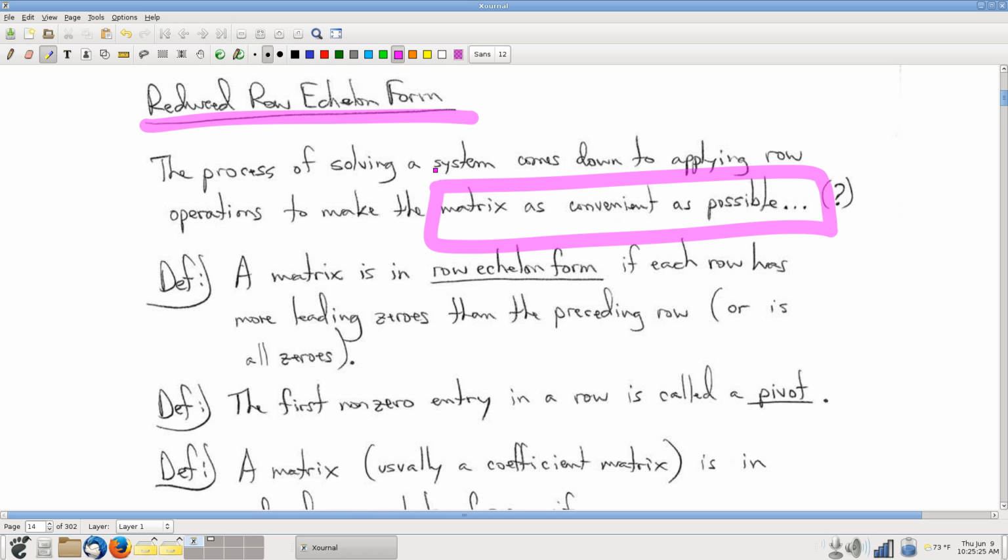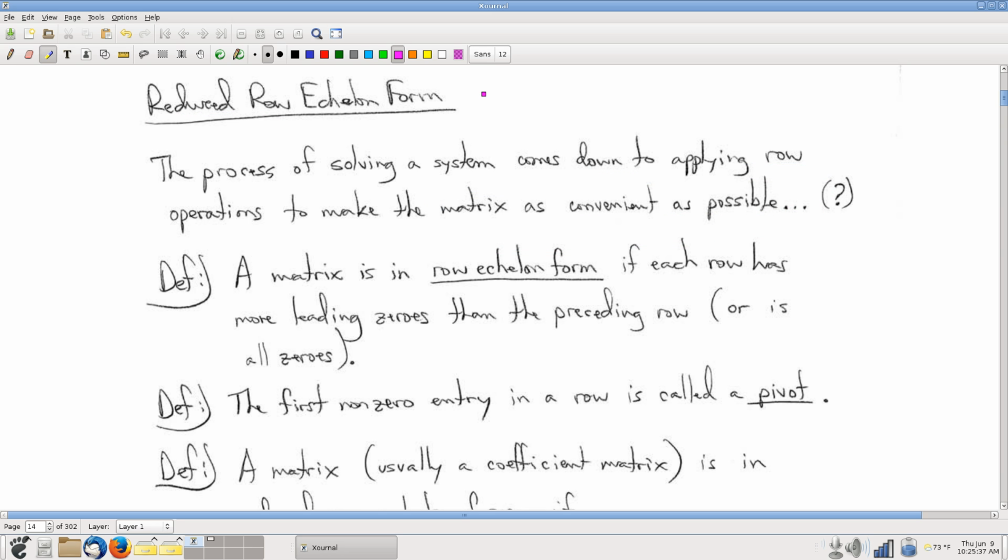So we're going to see details about this in the next few minutes here. But the big idea of reduced row echelon form is that it makes solving the system as convenient as possible. Okay. All right. So let's talk about what reduced row echelon form actually is. What are these rules that define reduced row echelon form? And there are several. So we'll start with row echelon form.